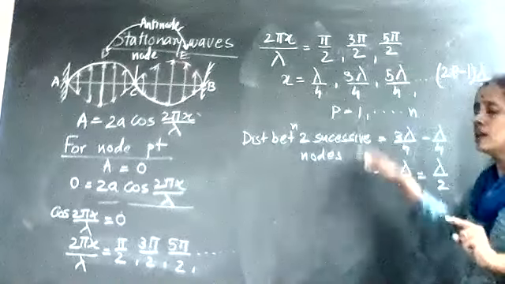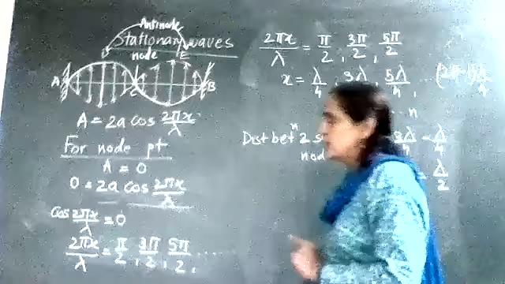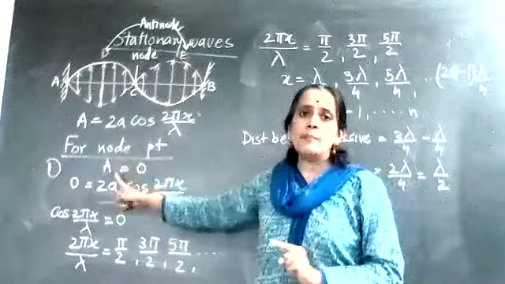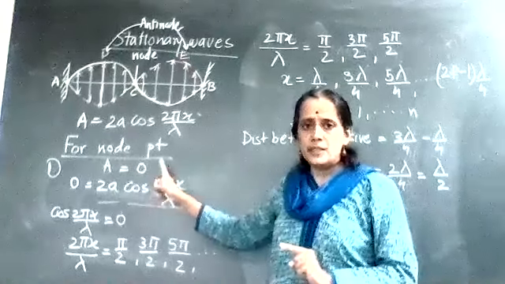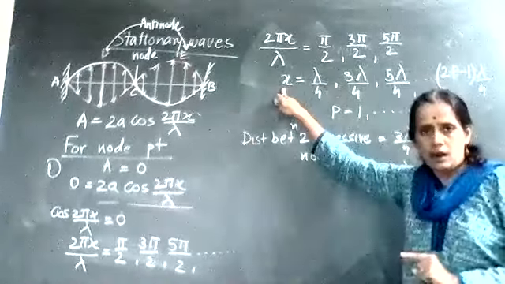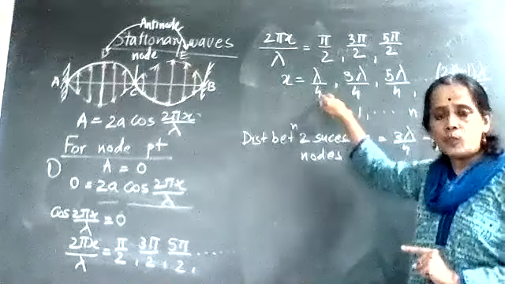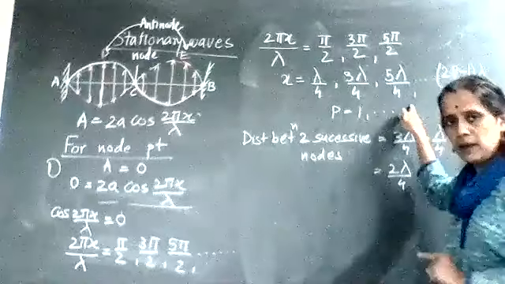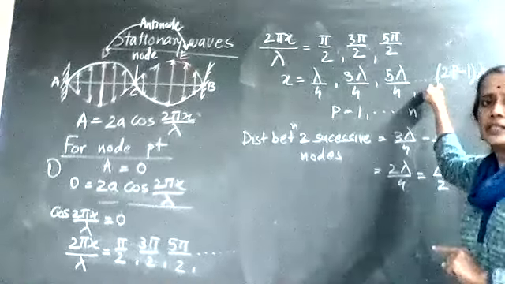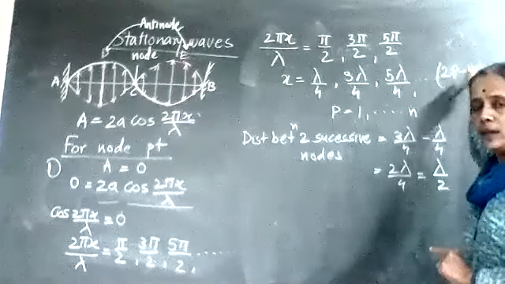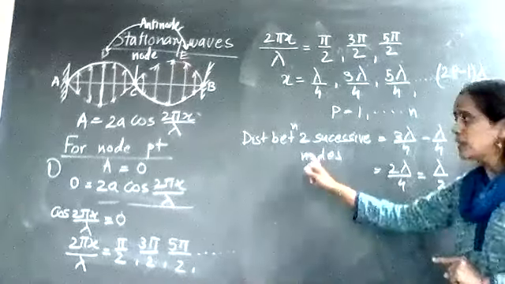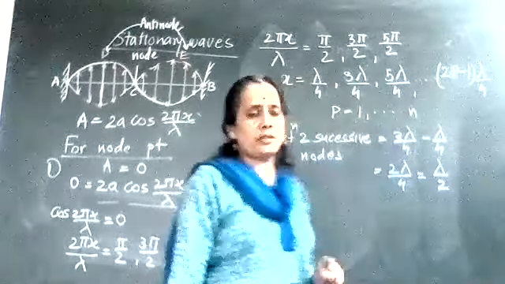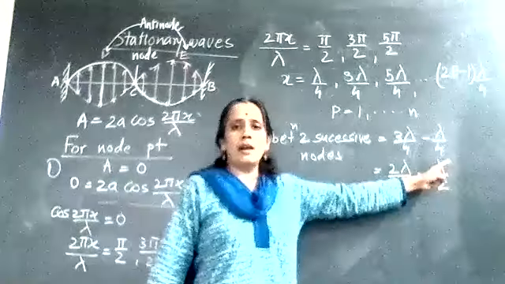So for the node, which important points you have to note down? Point number 1: for the node, amplitude is 0. Second, the locations of node points are at corresponding distances lambda by 4, 3 lambda by 4, 5 lambda by 4, or the generalized formula I can say as (2p minus 1) into lambda by 4. And number 3, the distance between two successive nodes is nothing but lambda by 2.